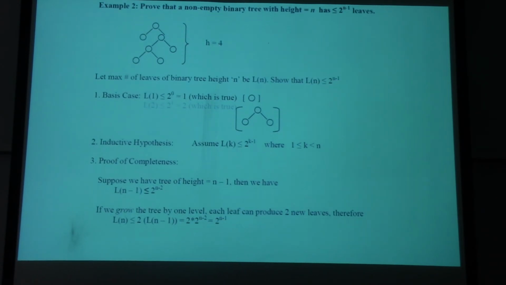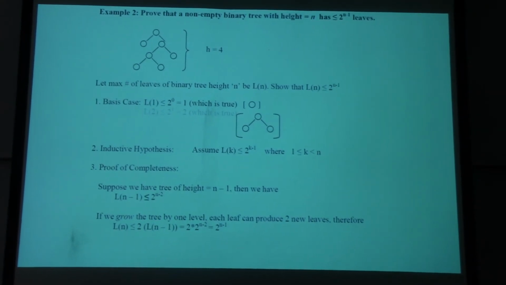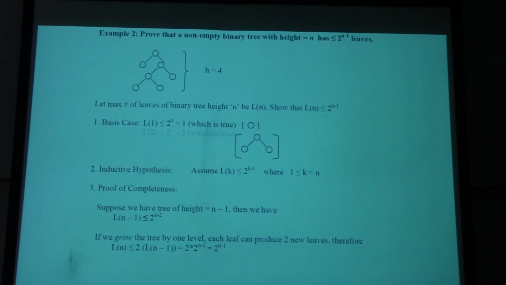Okay, let's look at another example here. So we're going to try to prove, what kind of tree is this? A binary tree. Okay, looks like a binary tree. We want to prove that a non-empty binary tree. A non-empty tree is a tree that has at least one node.